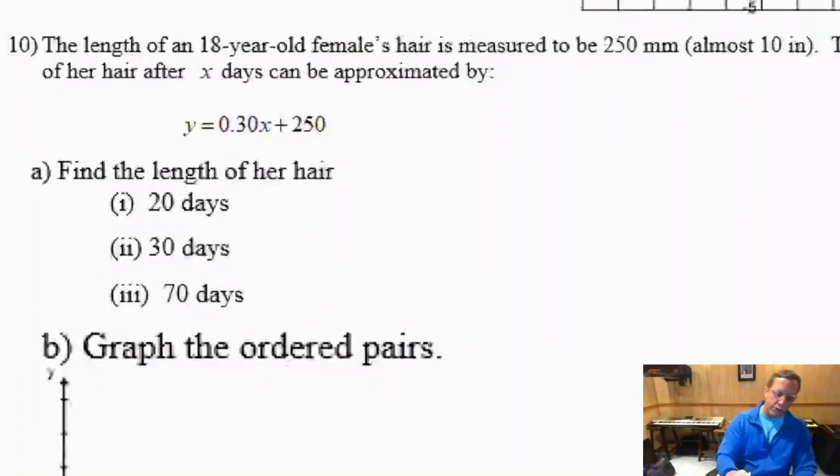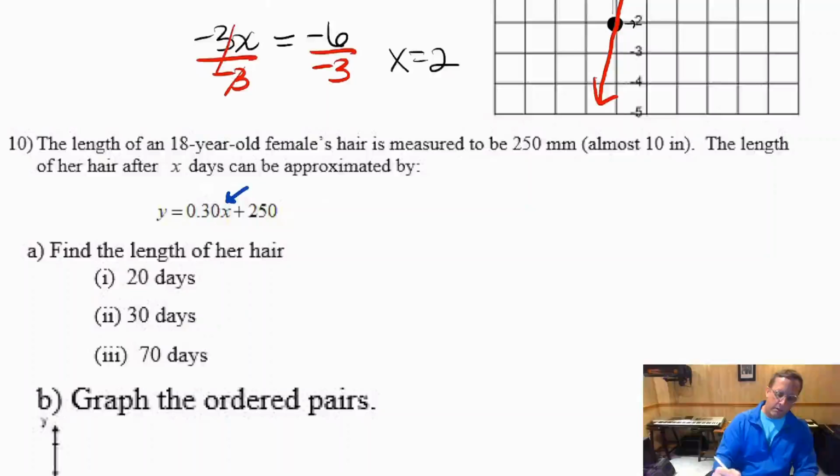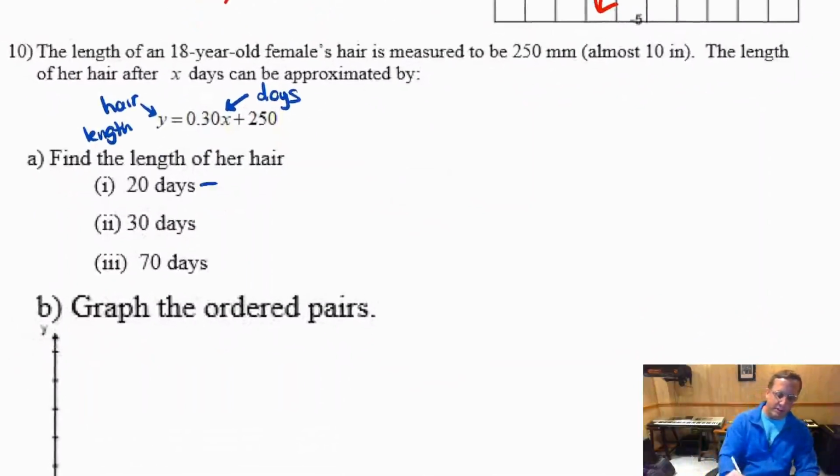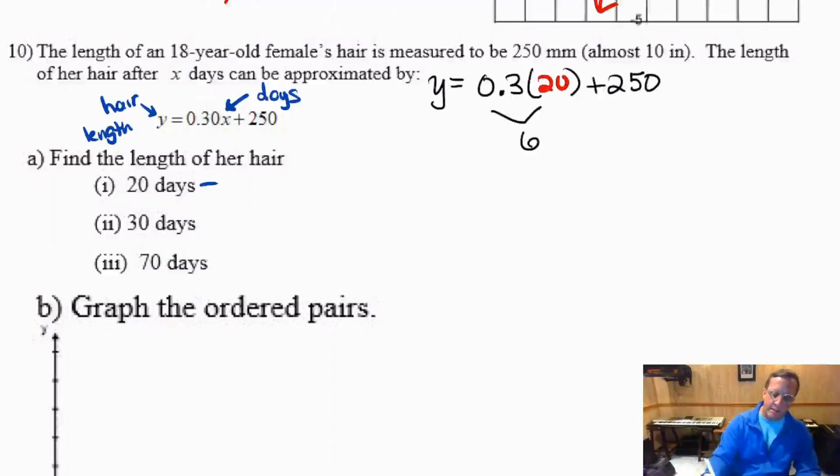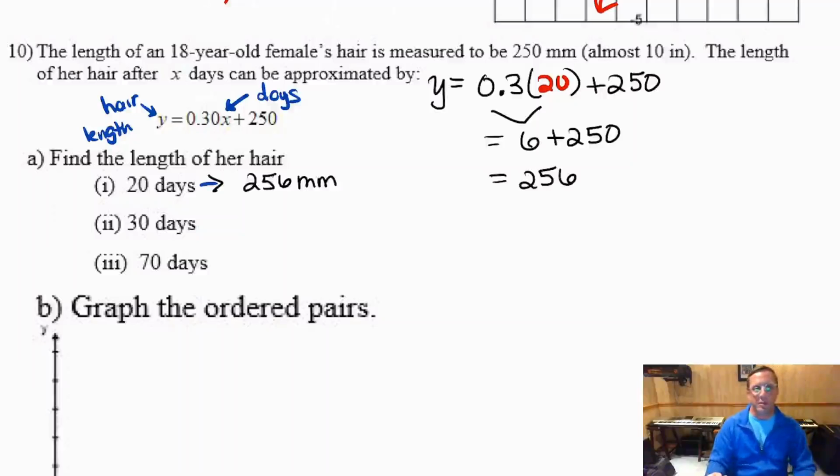So for x, that's going to represent days. The output is going to represent the hair length, the length of the hair. So those are going to be our inputs, and we're going to put those in. We've got y equals, and I'm going to put 0.3 instead of 0.30. So 20 days here, multiply that. That becomes 6 plus 250, that equals 256. We're going to do 256 millimeters there.